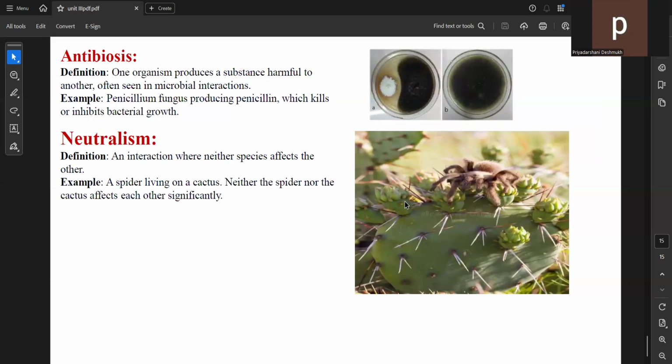The next one is neutralism, the interaction where neither species affects the other. For example, a spider living on a cactus: neither the spider nor the cactus affects each other significantly.